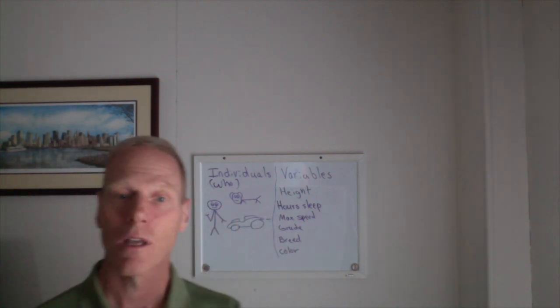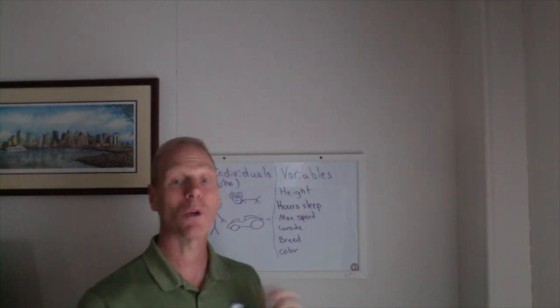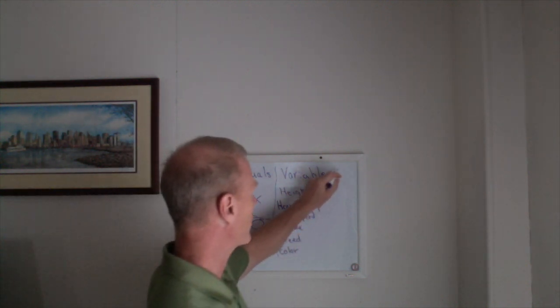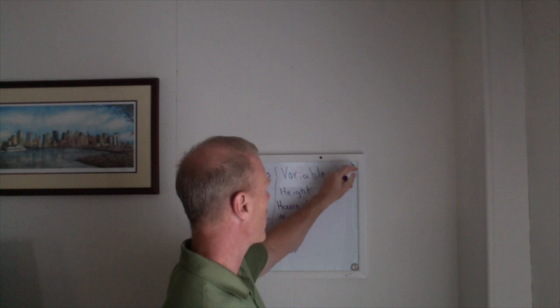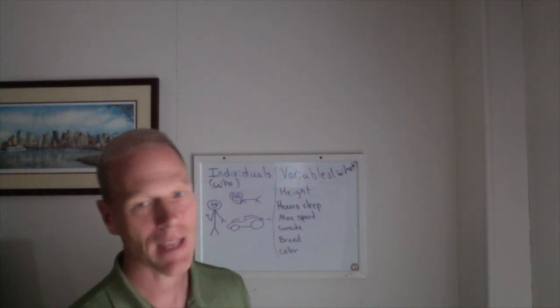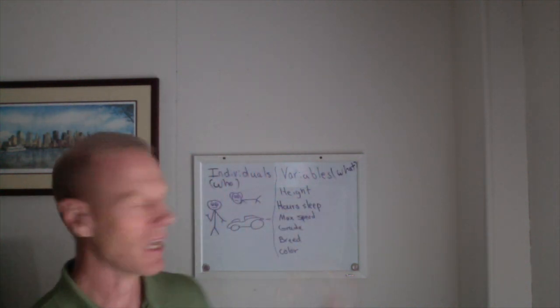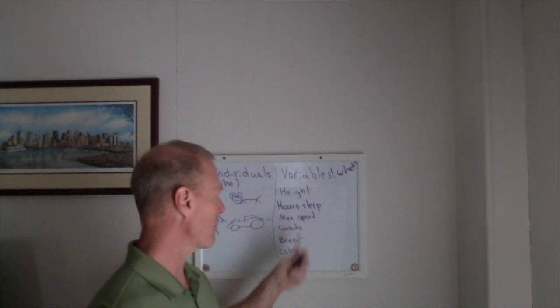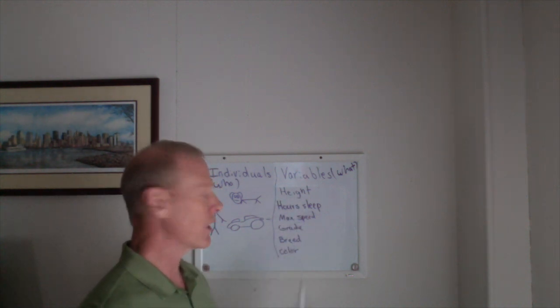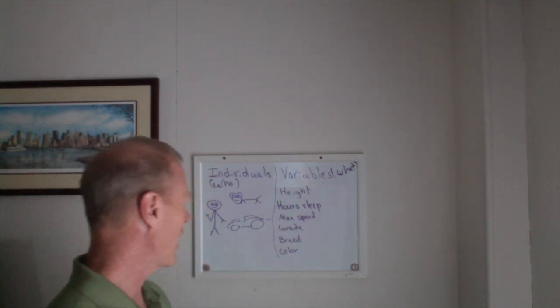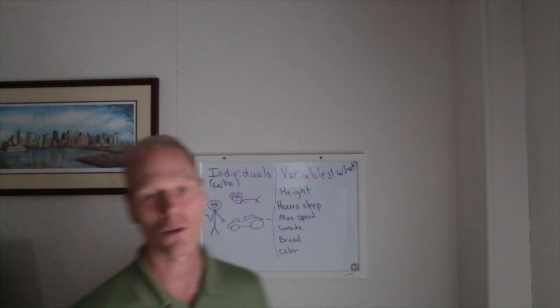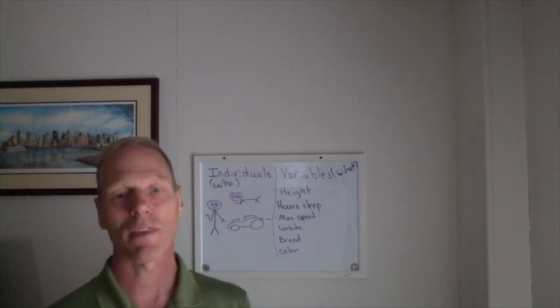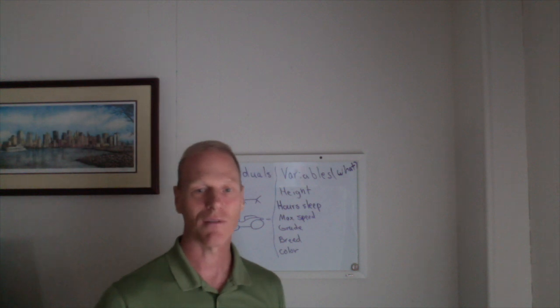When we talk about the variables, that's what we want to know about those people. So this is the what. What is it I want to know about them? That's the variables of interest. And again, I said height, hours of sleep, maximum speed, grade, breed for dogs, and color for cars, things along those lines.